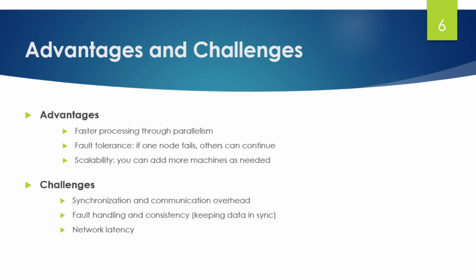And network latency. Computers in a distributed system are connected through a network, like the internet or a local network. Every time they send or receive data, there is a small delay. That delay is called latency in general. Because the information takes time to travel, the latency can happen. So, if the data is large or the network is slow, the whole process becomes slower, even if the computers themselves are fast. So, this can be one of the disadvantages.